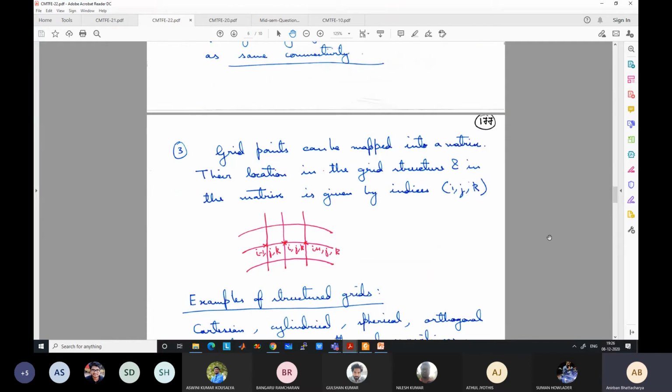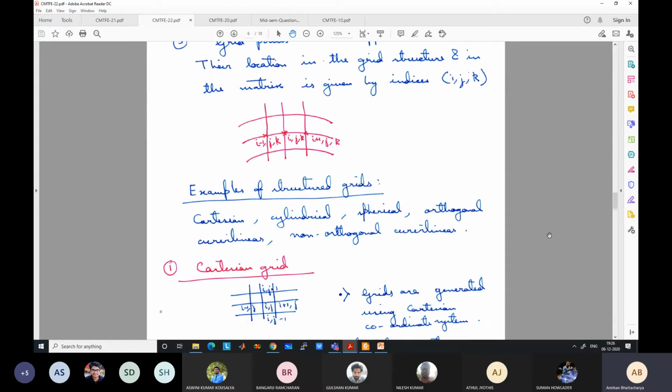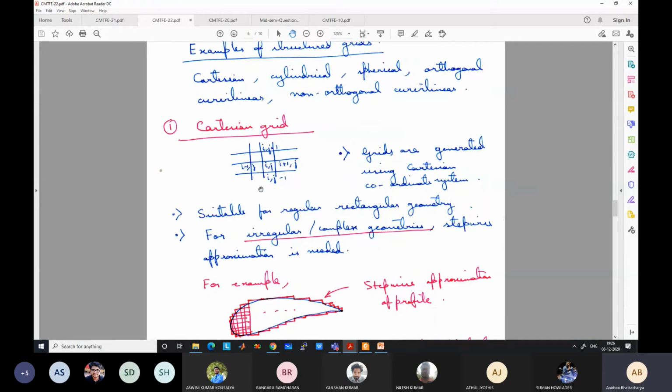And in general, the formation of the discretized equation is easy, and solving them is also easy because you can map them to a certain matrix and do the calculation in a much easier way. Okay. So what are some examples? Let us go through some known examples. There can be other types also.